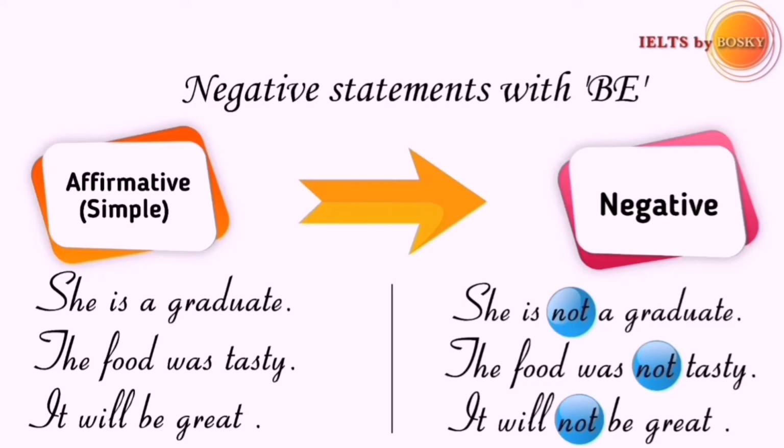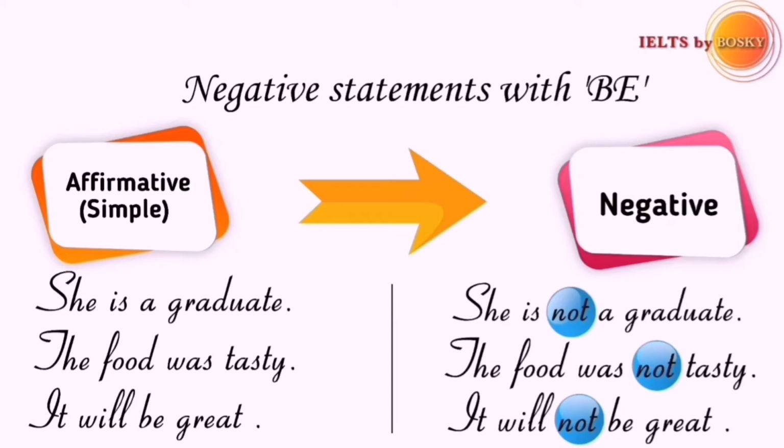Negative statements with be are formed by using not. We have 3 examples in front of us and you can see how to transform or convert simple sentences into negative statements. And in negative sections I have highlighted not with blue circles. So let's see what these examples are.